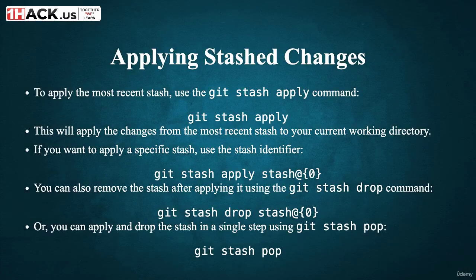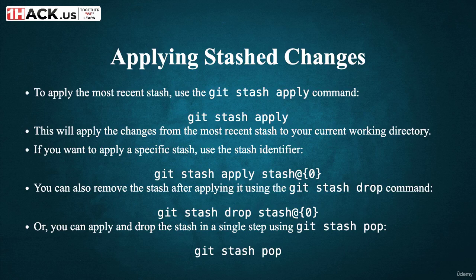Now that you know how to view your stashed changes, let's talk about how to apply them back to your working directory. To apply the most recent stash, you can use the git stash apply command. This will take the changes from the most recent stash and apply them to your current working directory. If you want to apply a specific stash, you can use the stash identifier, such as stash@{0}.